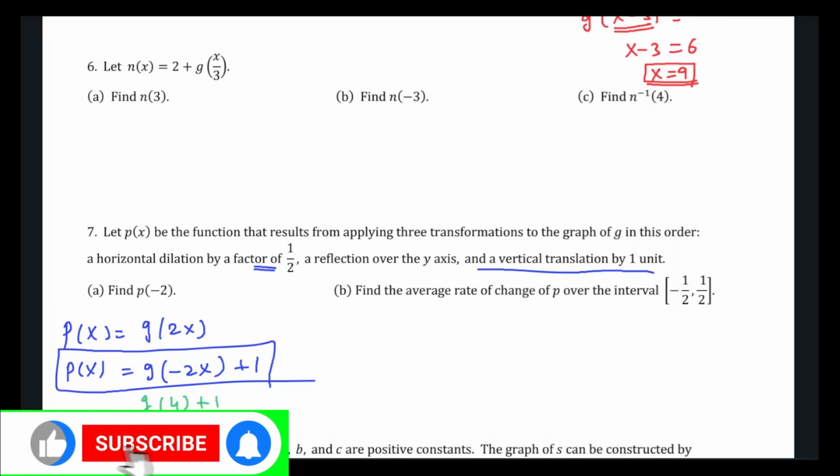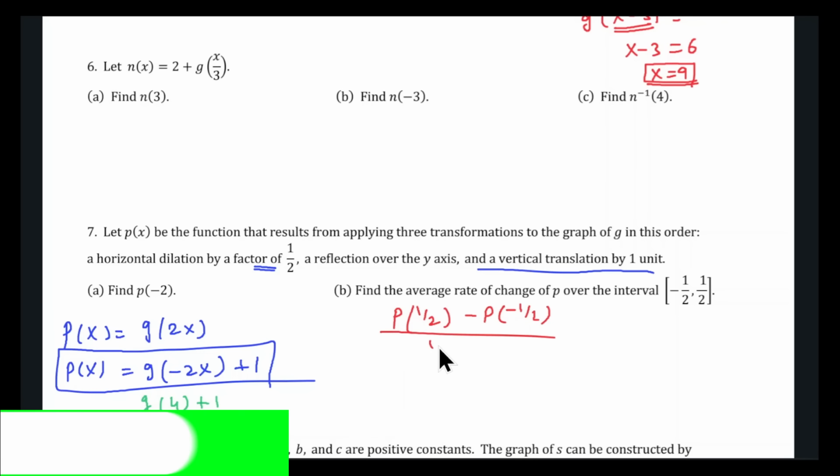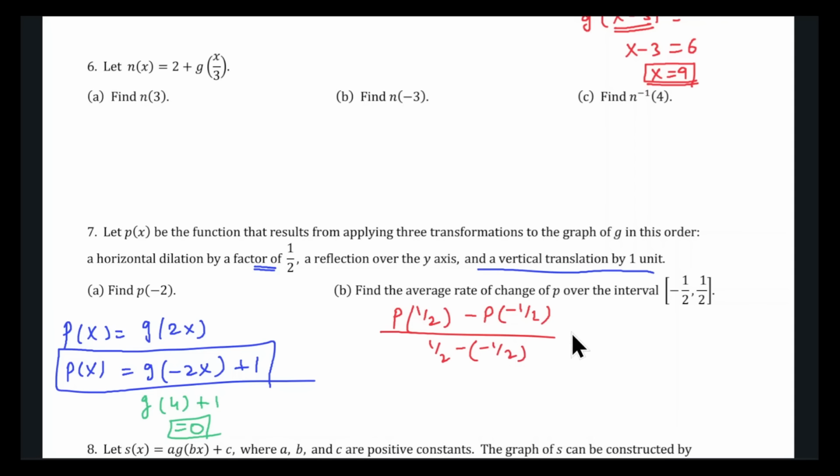Find the AROC of P from negative 1 over 2 to 1 over 2. So I hope you guys remember the formula for AROC. It is P of 1 over 2 minus P of negative 1 over 2 over 1 over 2 minus negative 1 over 2. Obviously, denominator is half plus half, which is 1, so I'm not bothered about that.